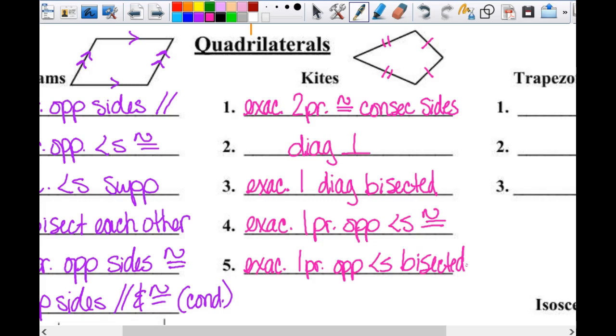Those are your important things about a kite. And then there's not any kind of special kites, like you're a kite or you're not. Then that's it. No fancy. Doesn't get any fancier than that.